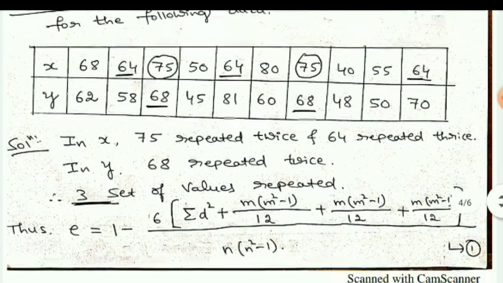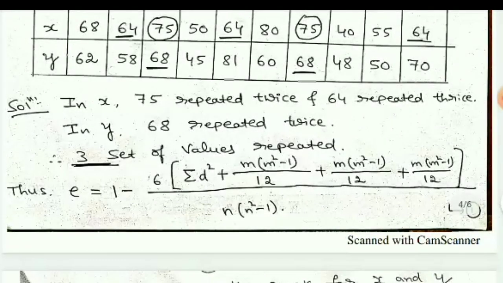Therefore, the formula to find the value of rank correlation, rho, equals 1 minus 6 times summation d square plus, there I put dot dot, right? Here there are three sets of values repeated. That is why I wrote m into m square minus 1 by 12 three times. If there are only two values repeated, write only 2 times. If there is only one value repeated, write 1 time. Right? Hope you understood. So that is the formula.